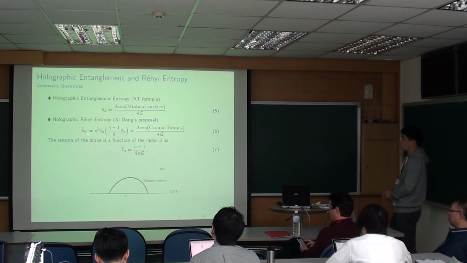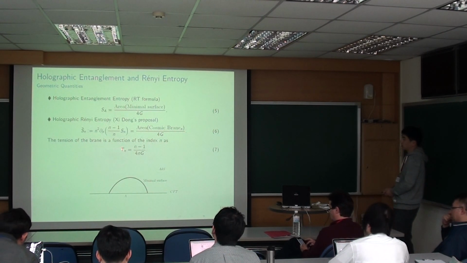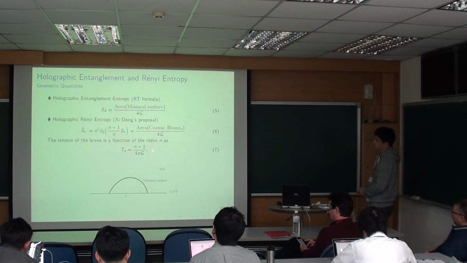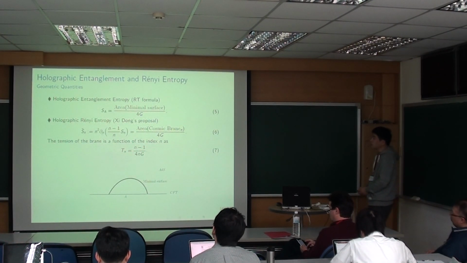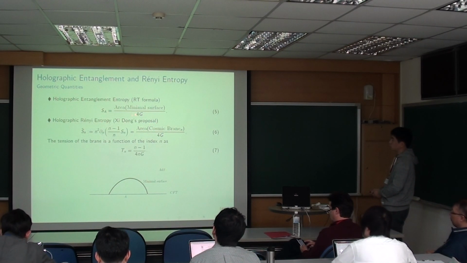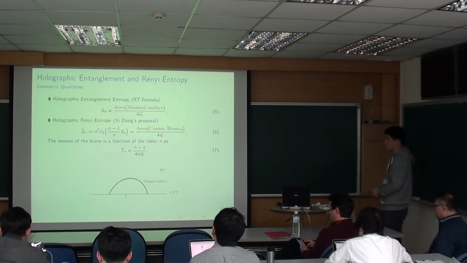Here is defined the refined Rényi entropy. It is also related to the cosmic brane in the bulk. Here is the tension of the brane related to the Rényi index. You just need to know that this is all related to 1 over G, or equivalently the central charge c, so it is the classical limit that I mentioned in the beginning.